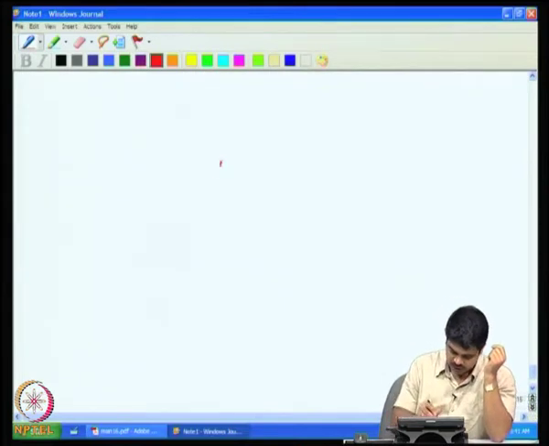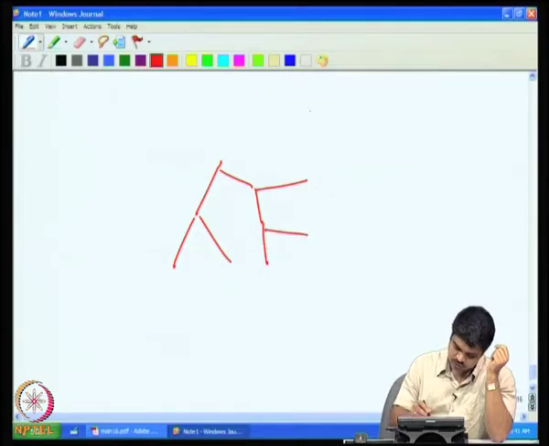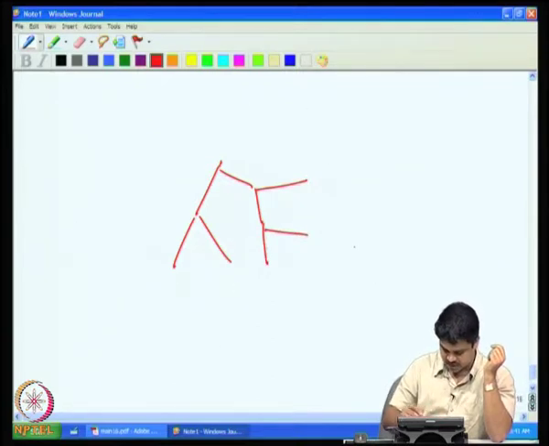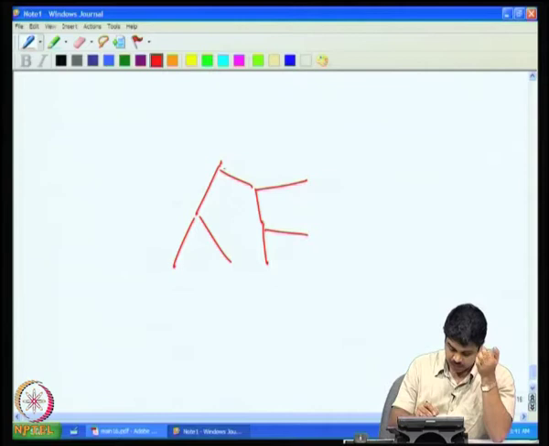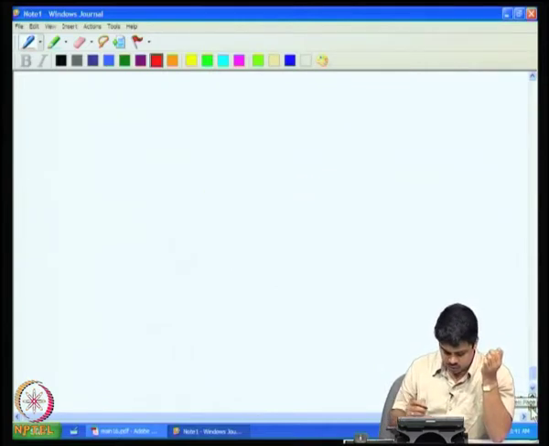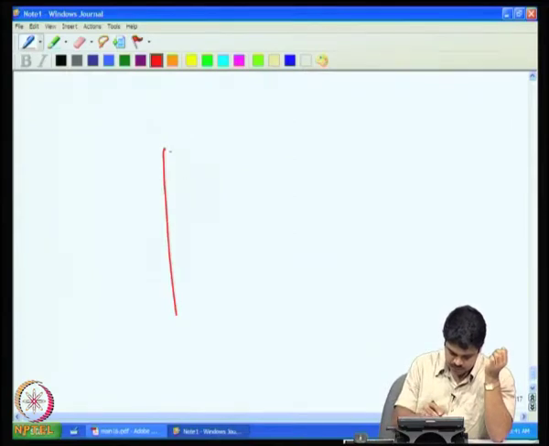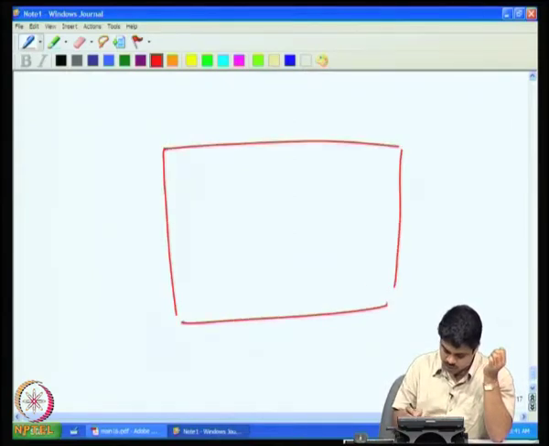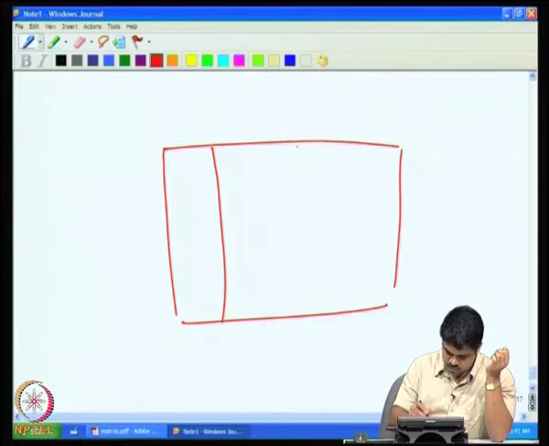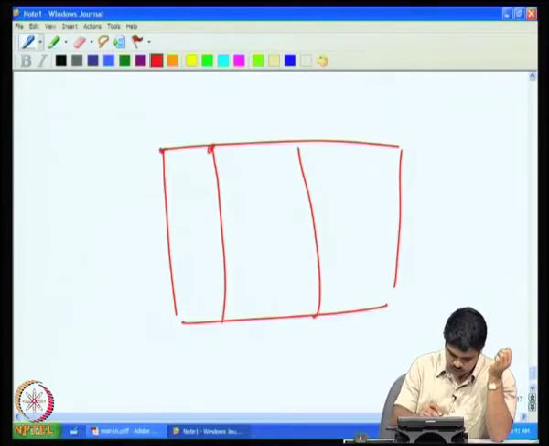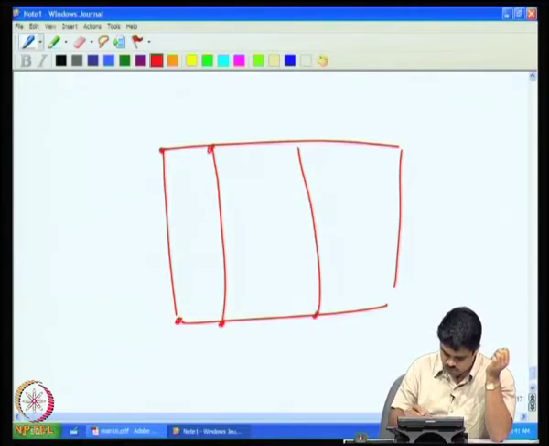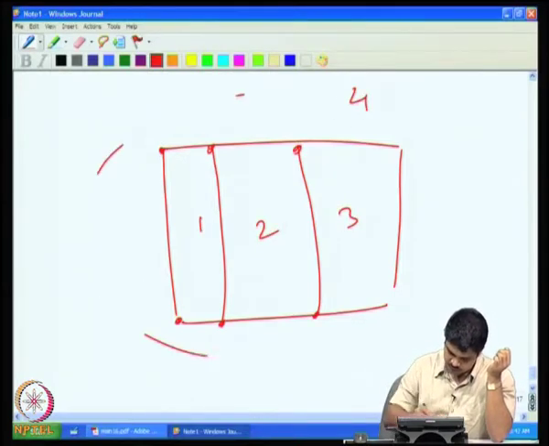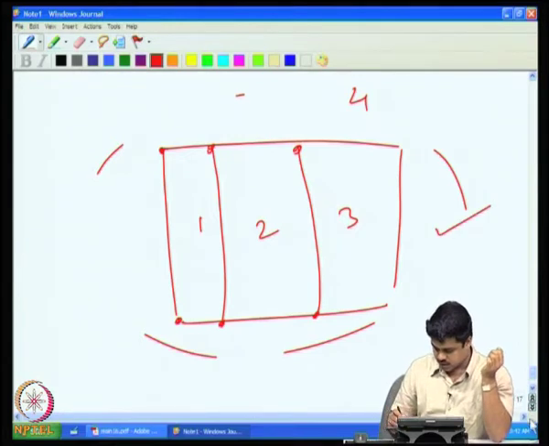For instance, if it is a tree, then there will be only one face, so this entire region is one connected face. Now, another example here: how many faces are there? One face, second face, third face, and the fourth face outside. This is one face, right?